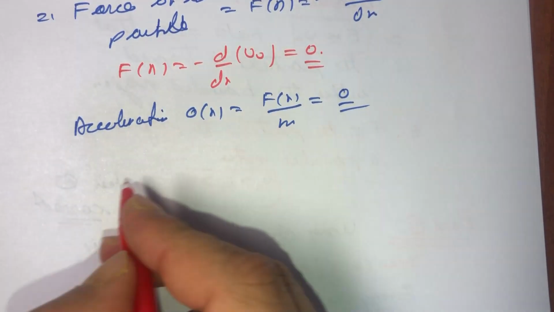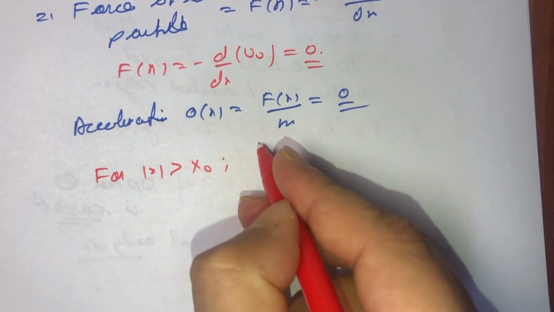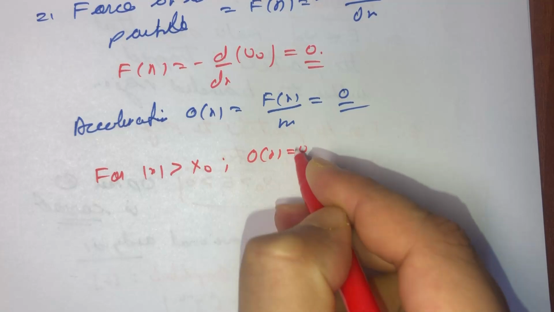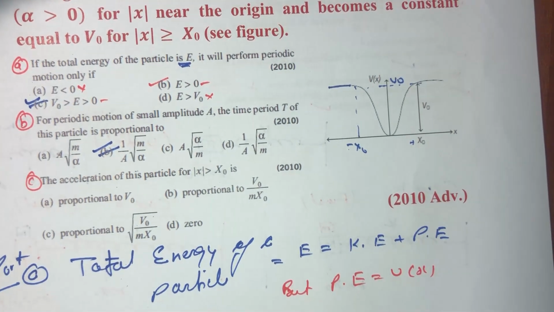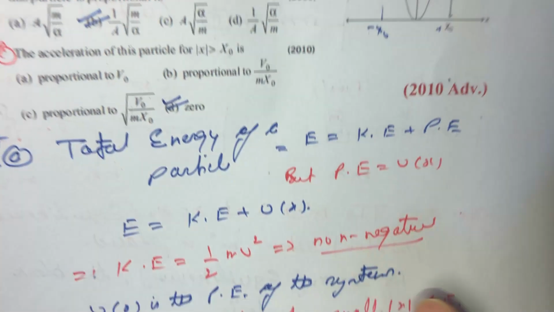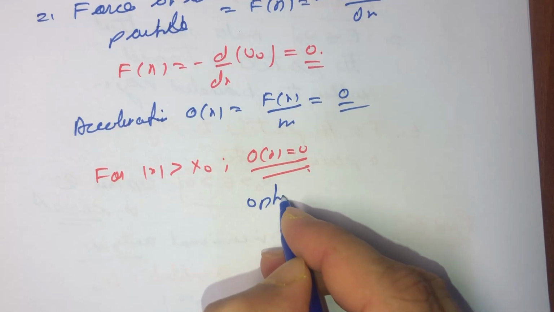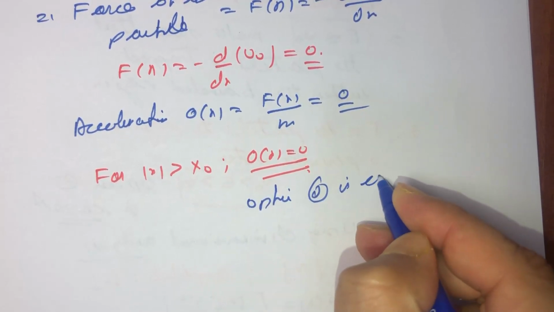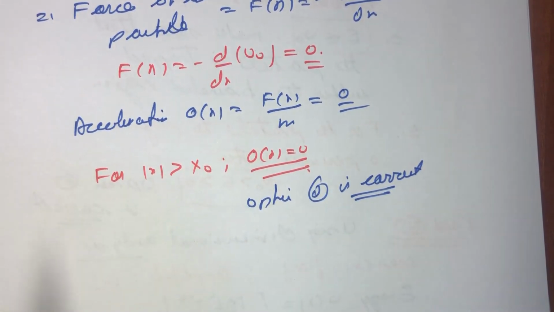So thus, for x greater than x naught, acceleration a of x is equal to 0. Therefore the option available to us, option number D, is the correct option. Option D is correct. Okay, so this completes the question. Thank you.